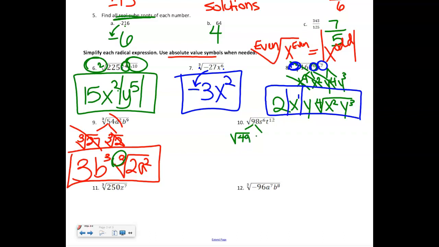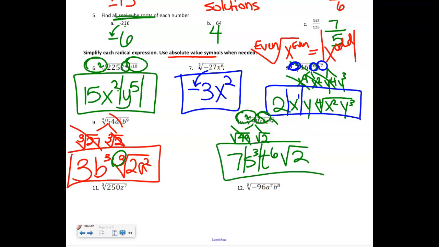Okay, so I'm going to split that between 49 and 2. I don't have to split the s's and t's because they're both divisible by 2. Okay, so 49 is going to become 7. 6 divided by 2, that's going to become 3. 12 divided by 2, that's going to become 6. And I can't do anything with the 2, so that's going to stay inside here. Now, I hope again we're noticing I had an even odd, so I am going to put absolute values around my s here. Okay, and again, that's as far as I can take that one.